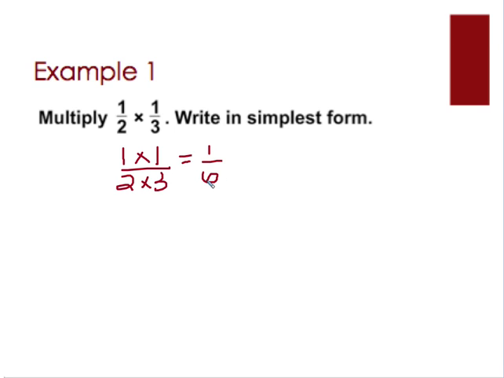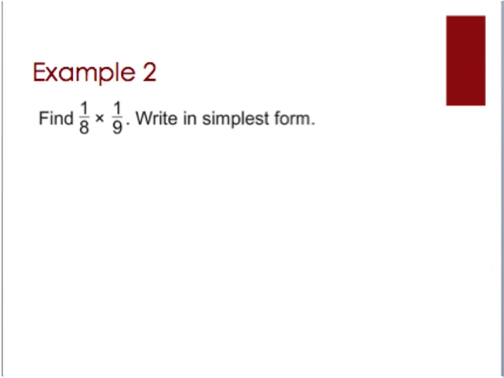Now, I always check to see if I'm in simplest form. When I have a 1, I'm done. That's in simplest form. Now, make sure that you're pausing the video and copying down the things that I write in your notes. I will be checking in class. Did you hear that, everyone? Now, pause the video again and try example number 2.